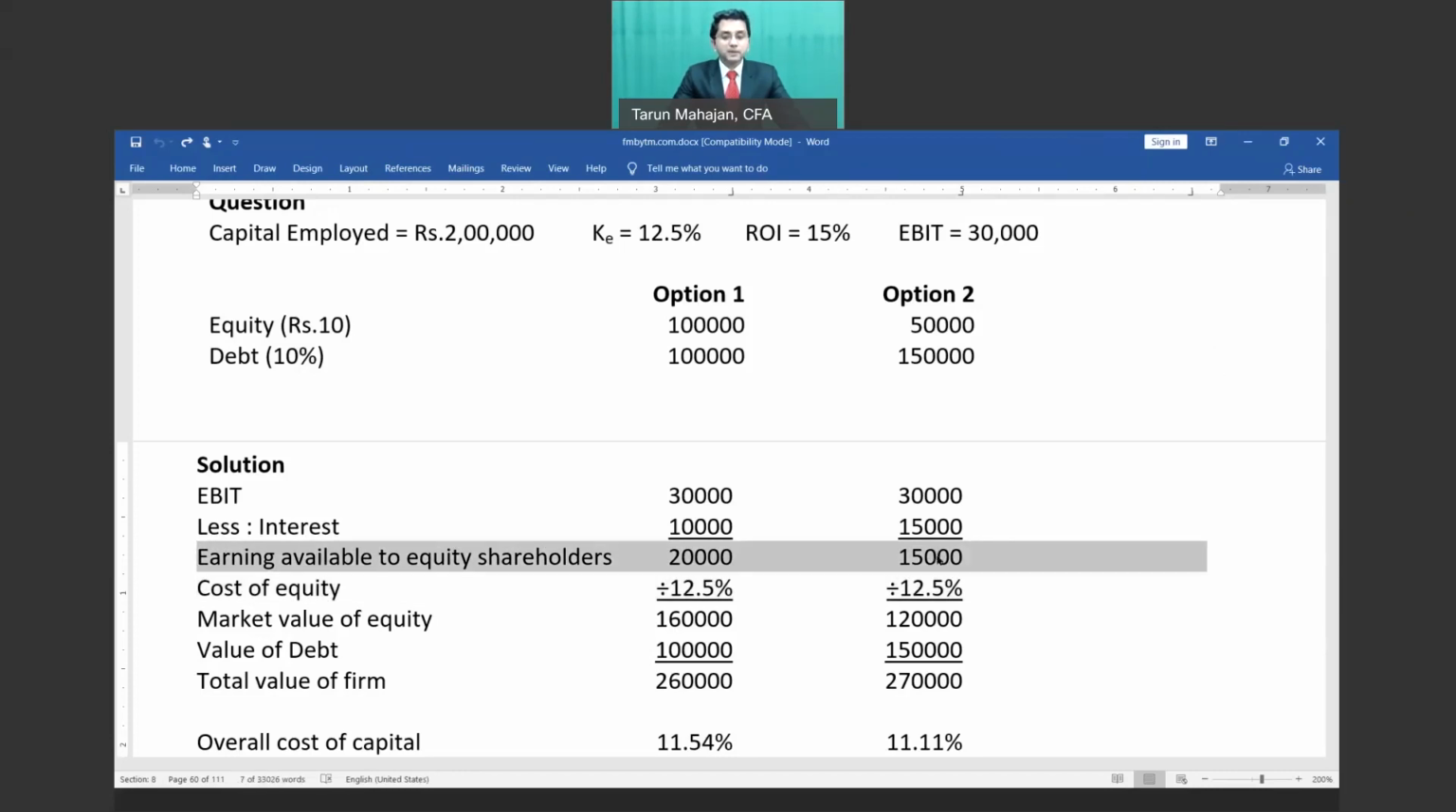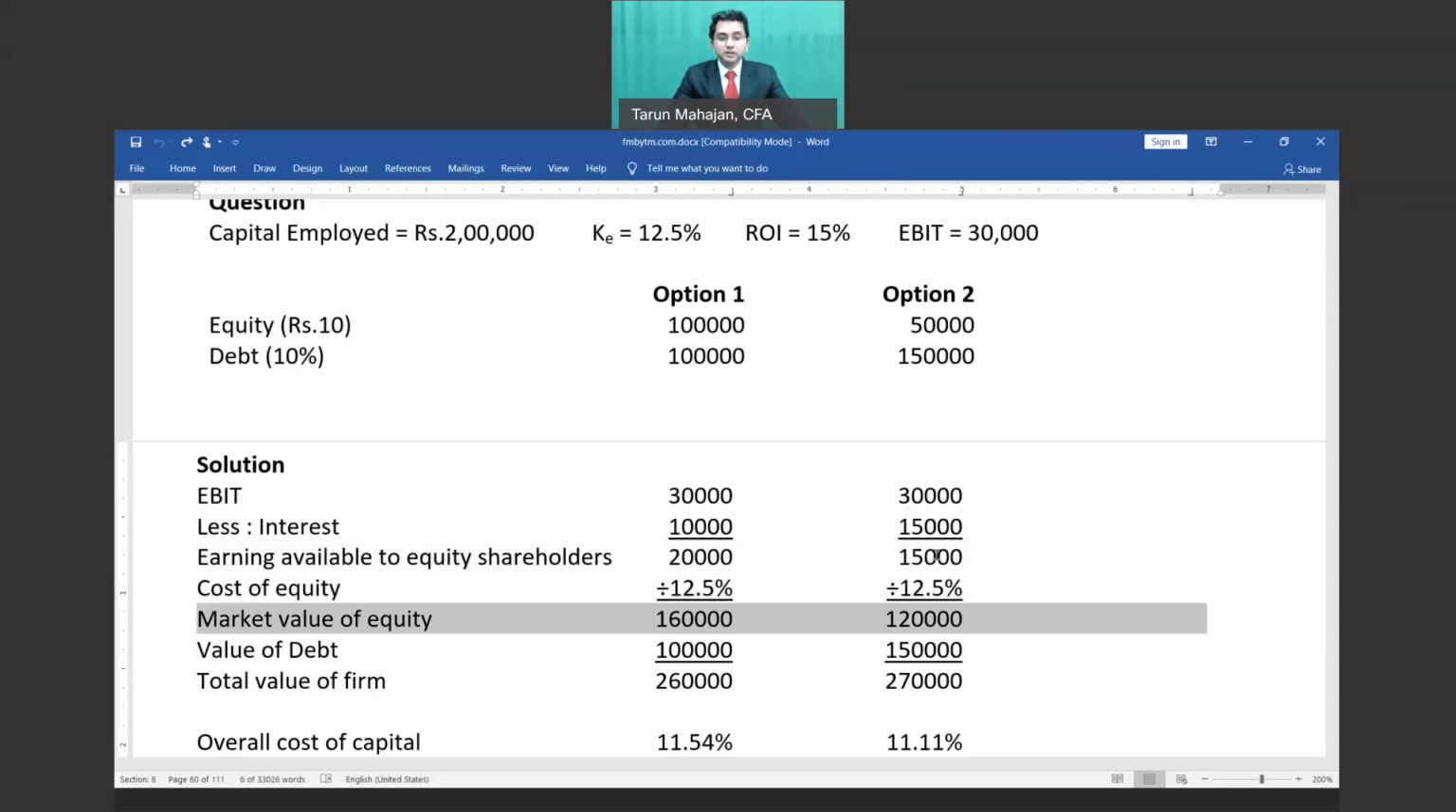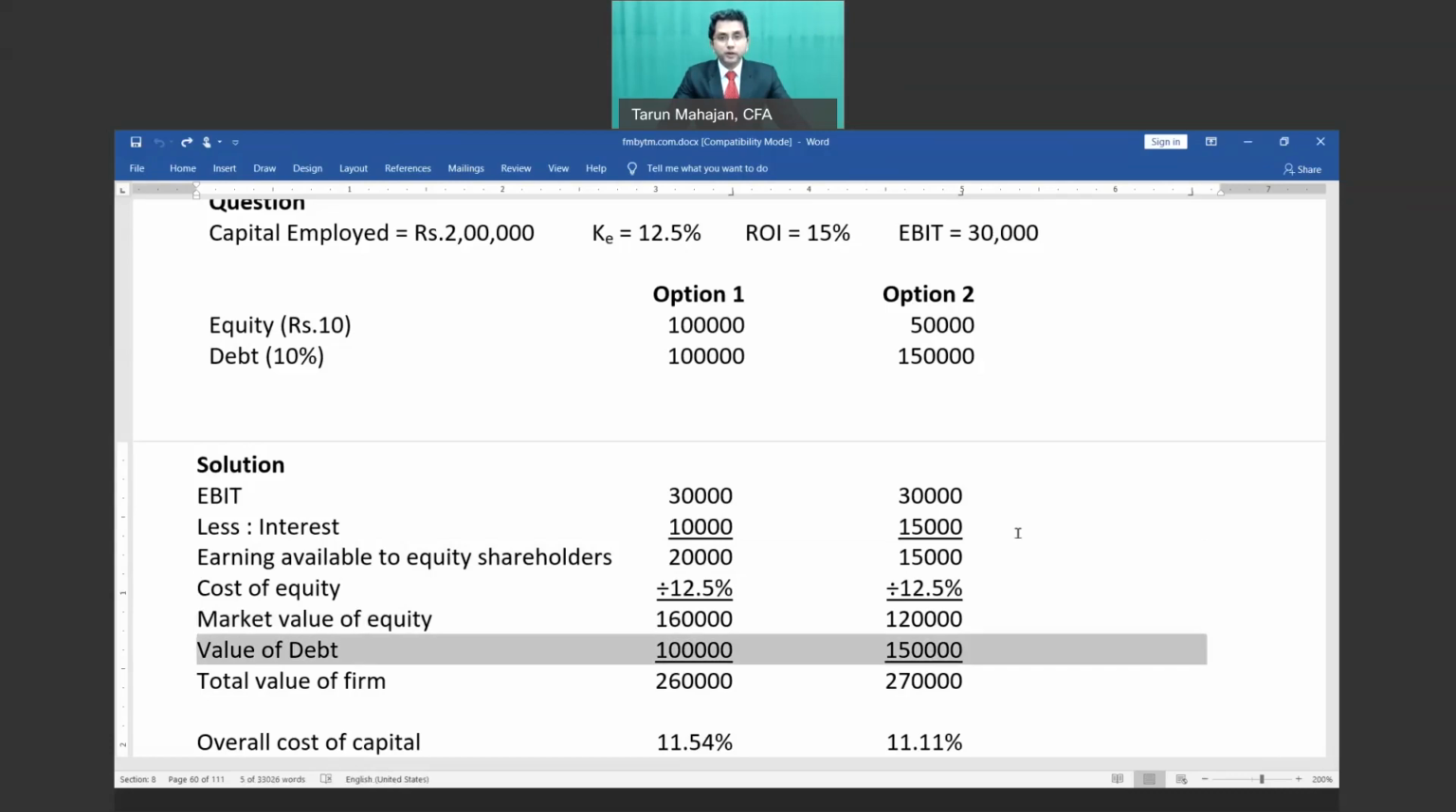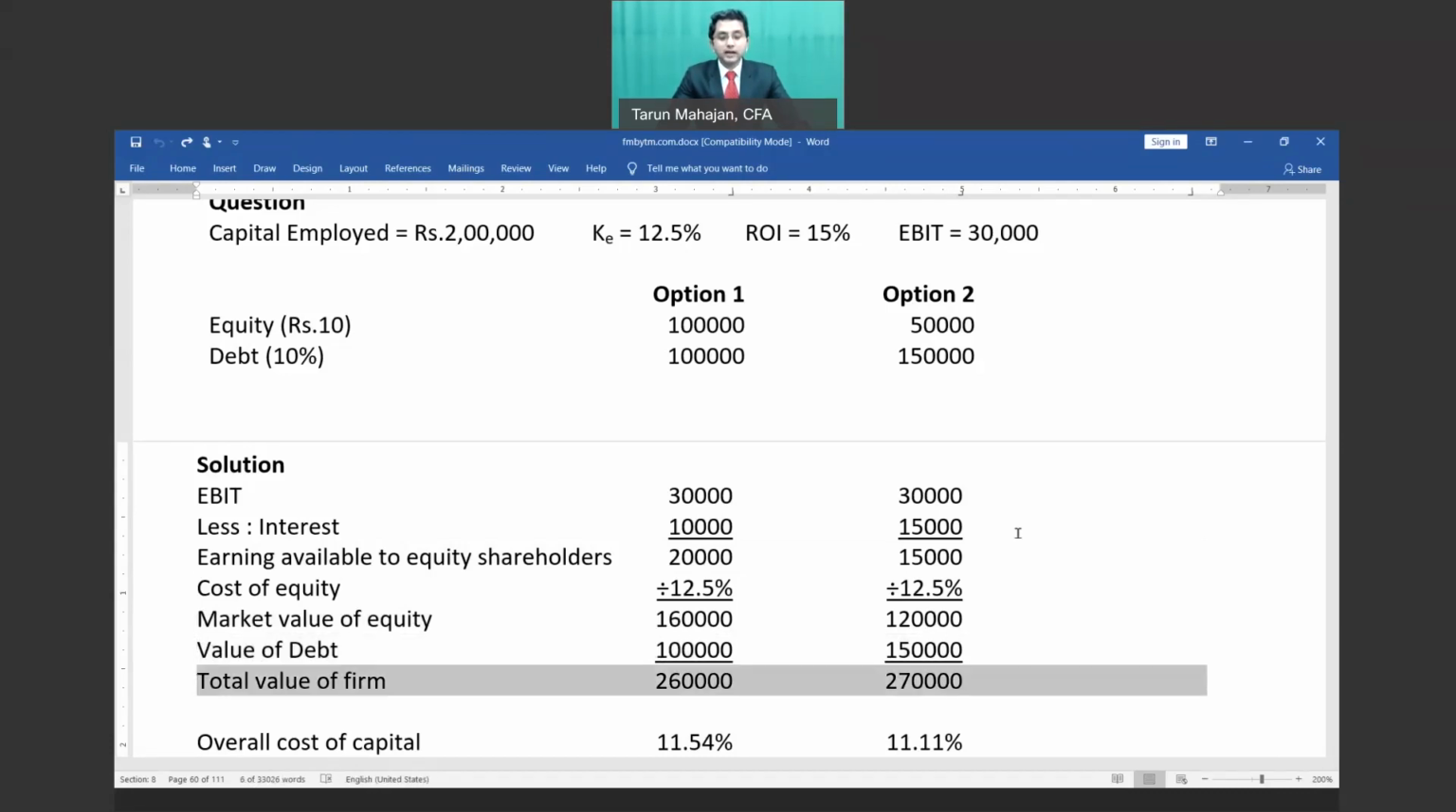Usually what do I do? EPS divided by cost of equity. But here I'm doing whole earning divided by cost of equity. So that will give you the whole market value for equity. 20,000 divided by 12.5% is 1,60,000, and 15,000 divided by 12.5% is 1,20,000. So we got market value of equity. Now I add market value of debt to it, which is 1 lakh and 1,50,000. We are assuming that debt is quoted at par. Total value of the firm is 2,60,000 and 2,70,000.